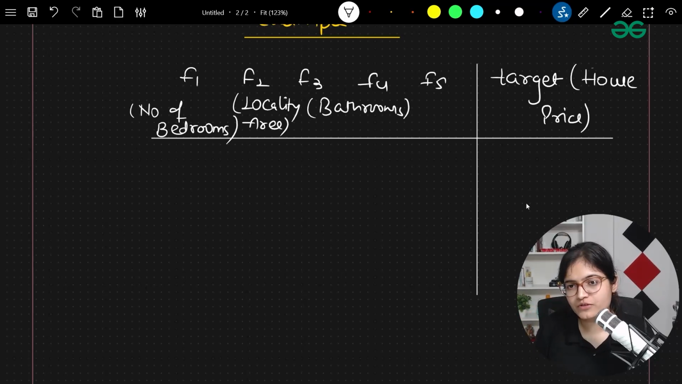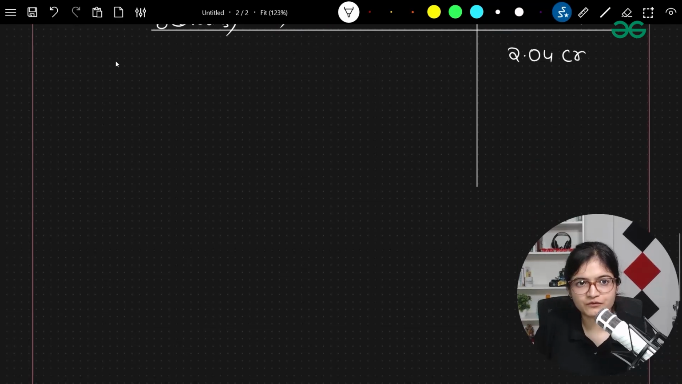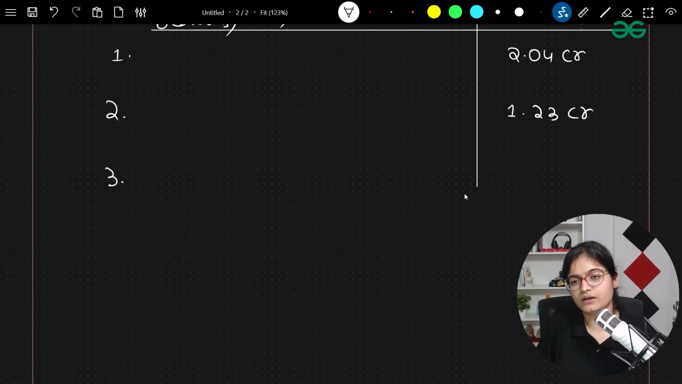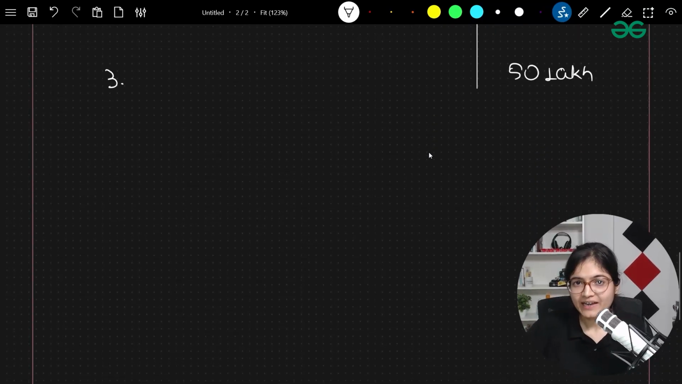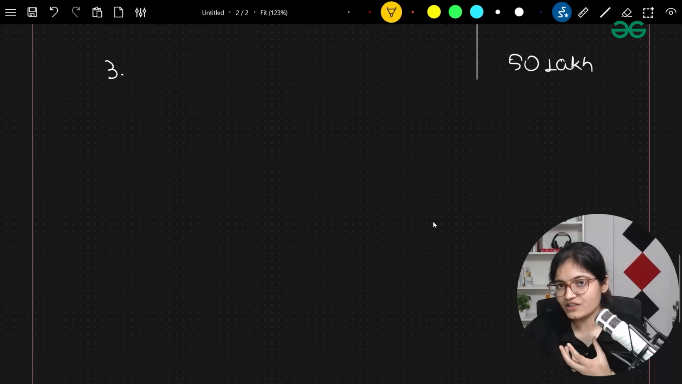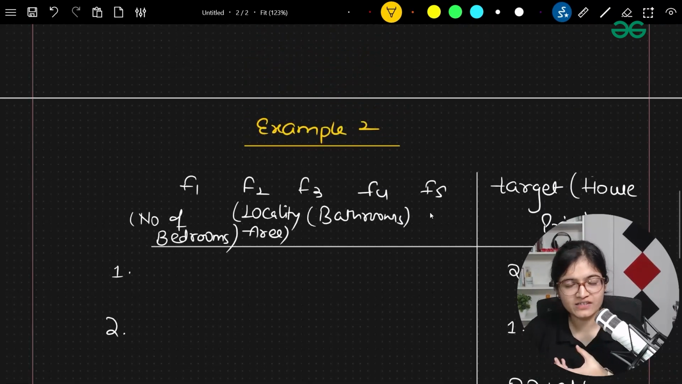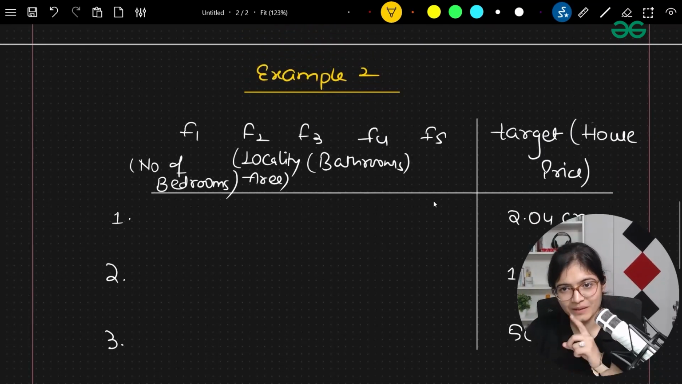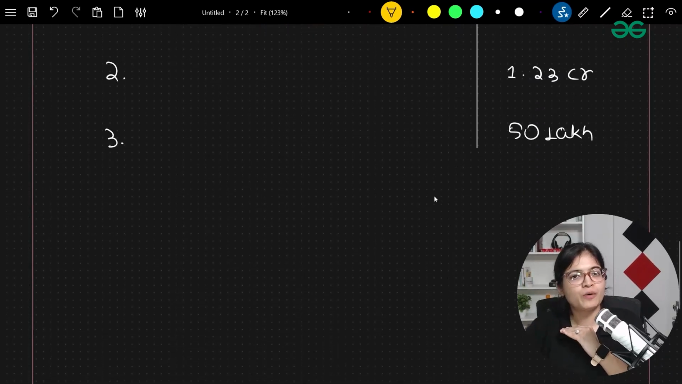Now here, if you observe, the price of the house is a continuous value. Maybe the first record's house price is 2.04 CR. The second record's house price is, let's say, 1.23 CR. The third row's house price is, let's say, 50 lakh, and so on. So if I ask you, is this supervised machine learning? You will say yes. Why yes? Because the target value is given to you corresponding to every record.